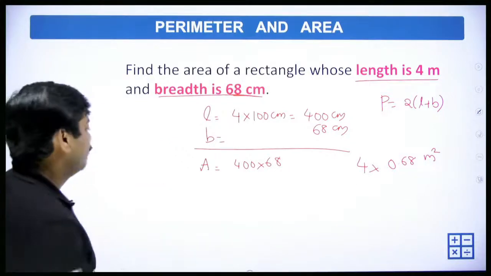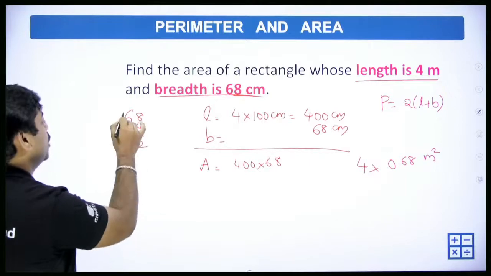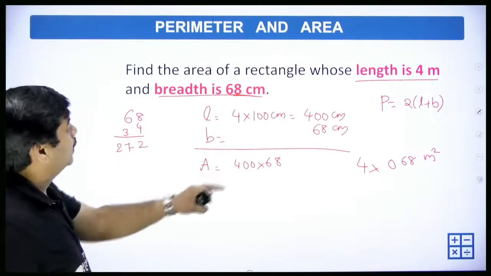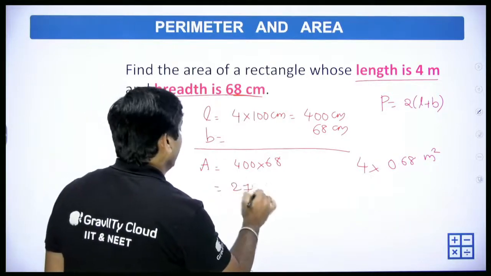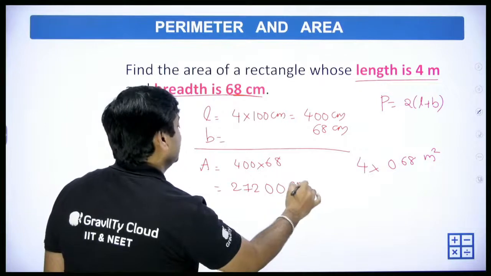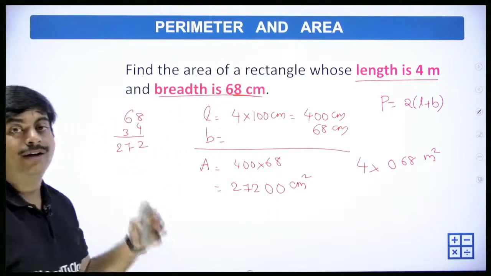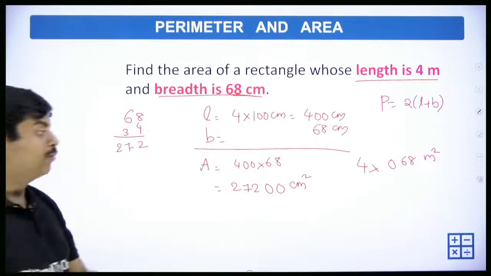So 68 fours, let me check that. 8 fours are 32, 6 fours are 24, 25, 26, 27, 272. So 68 into 4 is 272, and we have 2 zeros. So that becomes 27200 centimeter square. Or if you want to convert into meters, you need to do a little more. Let me tell you why.